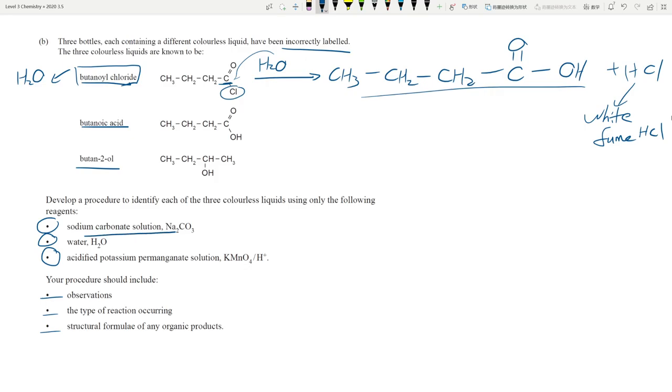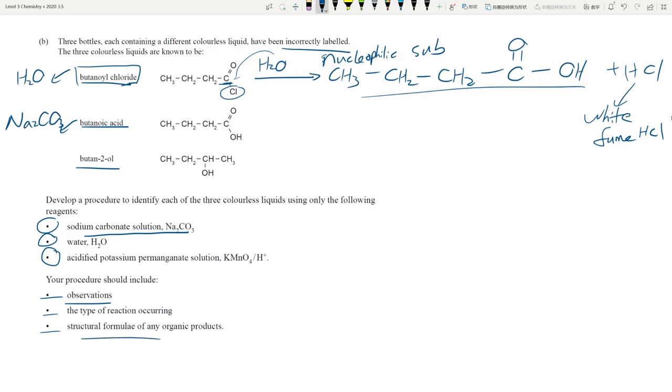Butanoic acid, this is where acid plus carbonate comes in, so you're going to use your Na2CO3. What else do I need? Observation: white fumes. Type of reaction: nucleophilic substitution. And then the structural formula. All right, I've done that.